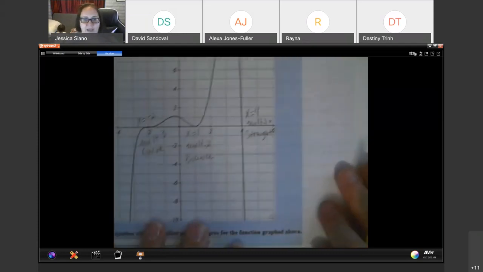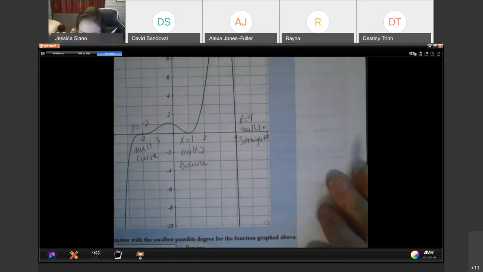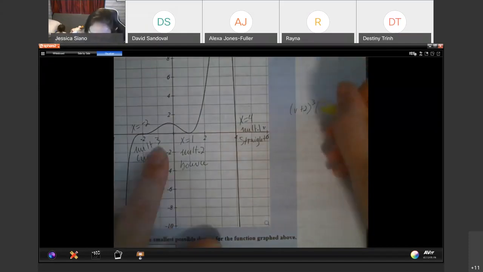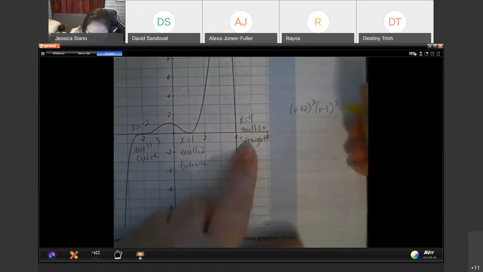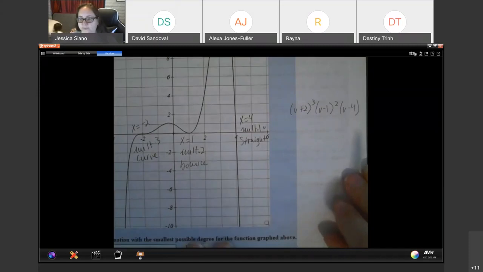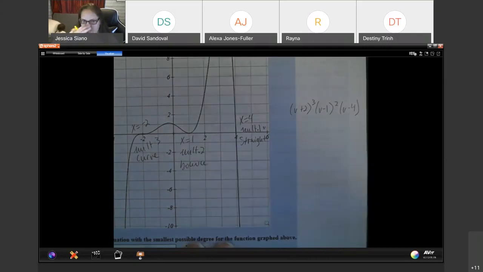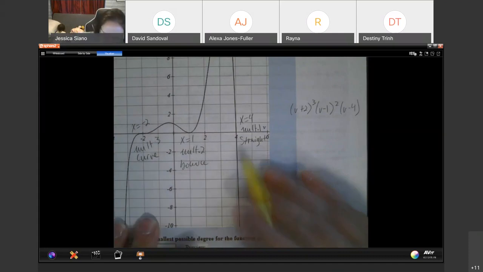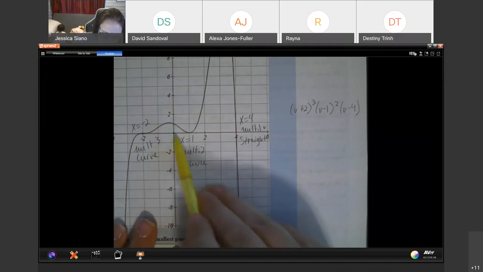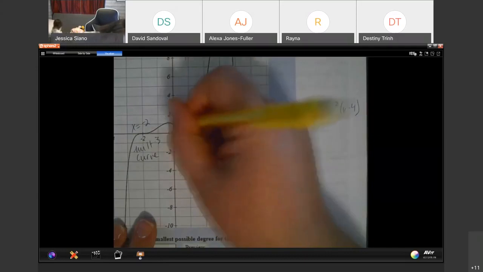Okay, so let's turn that into an equation. This should have been v's instead of x's, but you get the point. I have v plus 2 to the third, v minus 1 to the second, and v minus 4 to the first. So then the other thing that I need is a leading coefficient. I see 2 good points I could use. I could either use 2, 4 or 0, 1. So let's do 0, 1.